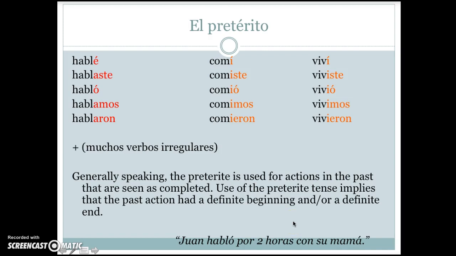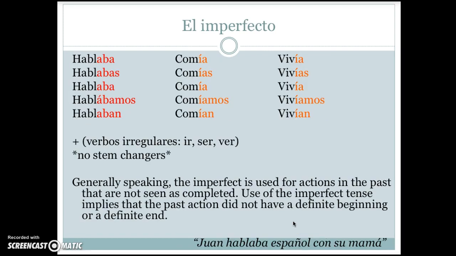It's a completed action. Versus the imperfect is used for actions in the past that are not seen as completed. It implies that the past action did not have a definite beginning or definite end. Here we have the example, Juan hablaba español con su mamá. Juan used to speak Spanish with his mom. When did he start speaking Spanish with his mom? We don't know. When did he stop? We don't know.